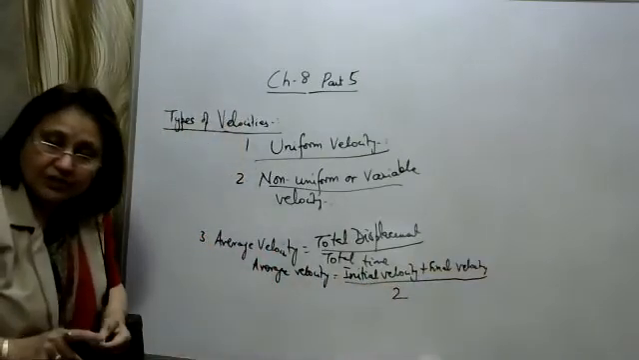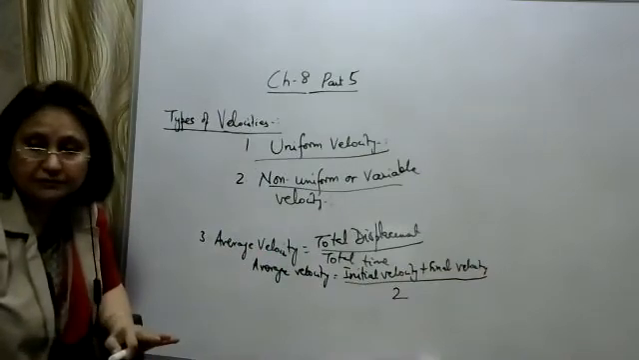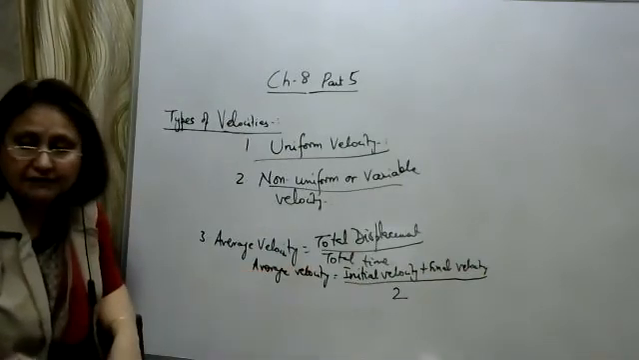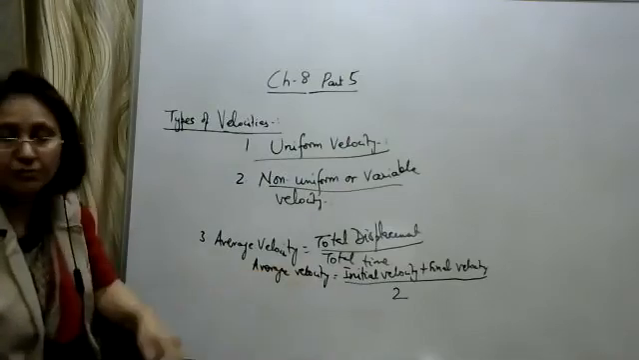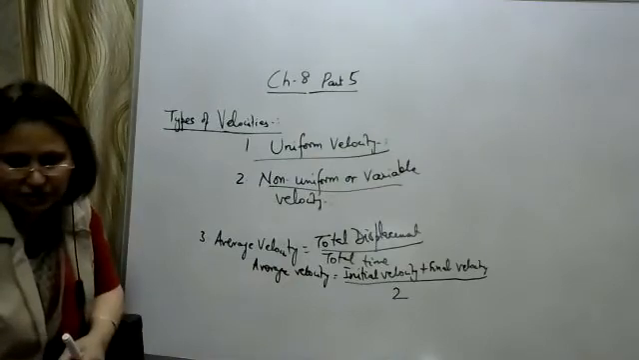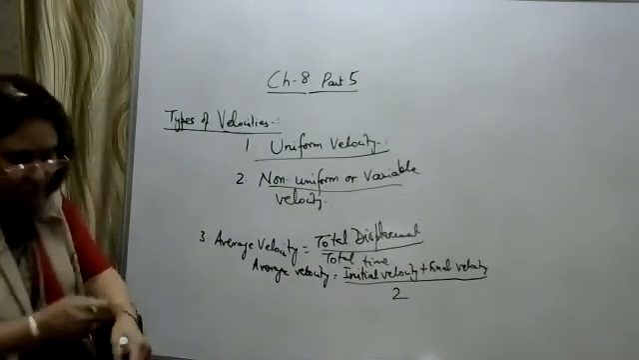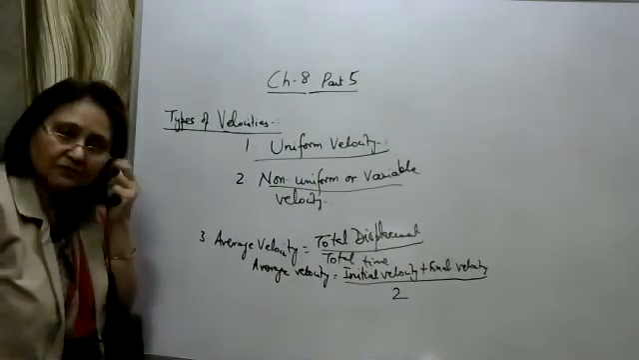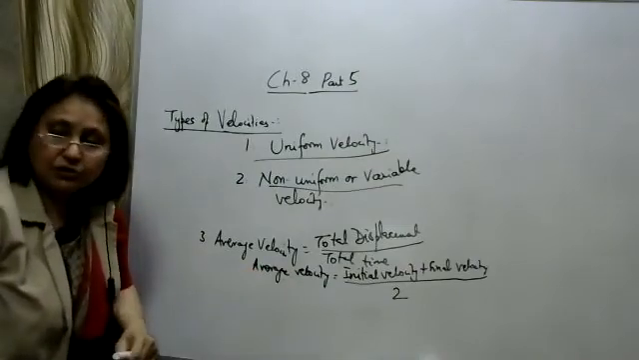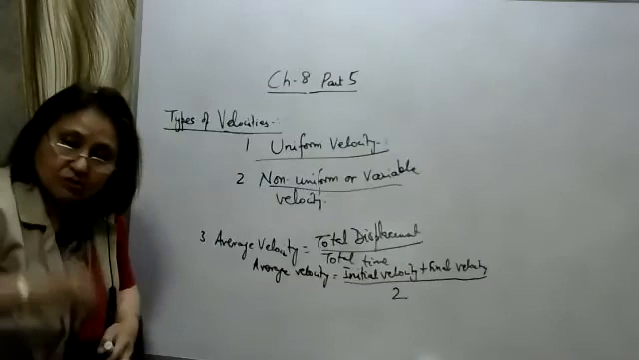If the velocity is changing at a uniform rate, then the average velocity is equal to initial velocity plus final velocity upon 2. It is the arithmetic mean of these two velocities. Uniform rate means increasing or decreasing with a constant rate.